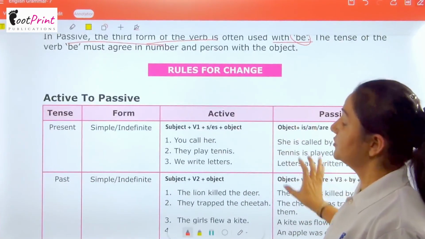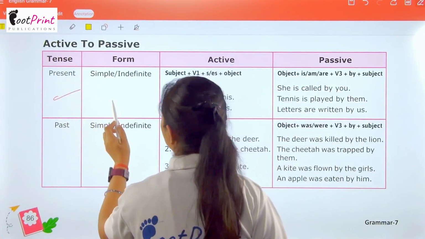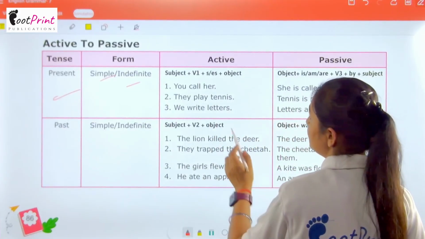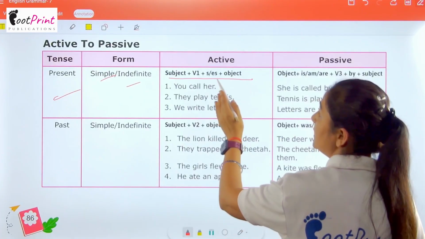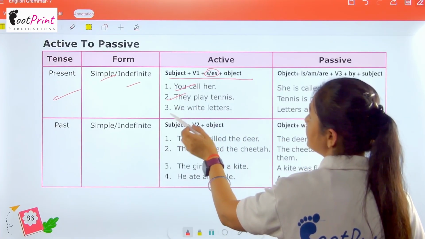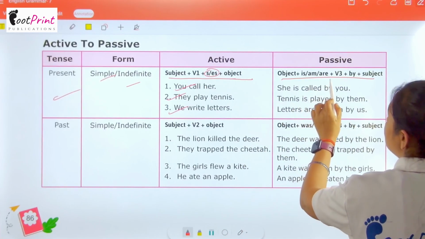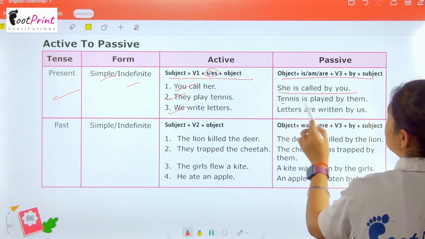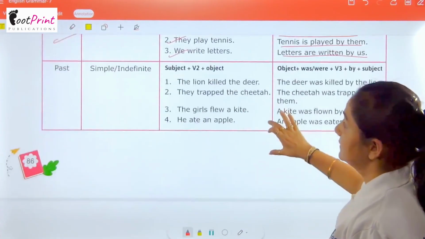Now, rules for changing from active to passive. In the present simple indefinite tense, active voice: subject plus verb plus V1 plus s/es plus object. You call her, they play tennis, we write letters. In passive voice: object plus is/am/are plus V3 plus by plus subject. She is called by you. Tennis is played by them. Letters are written by us.